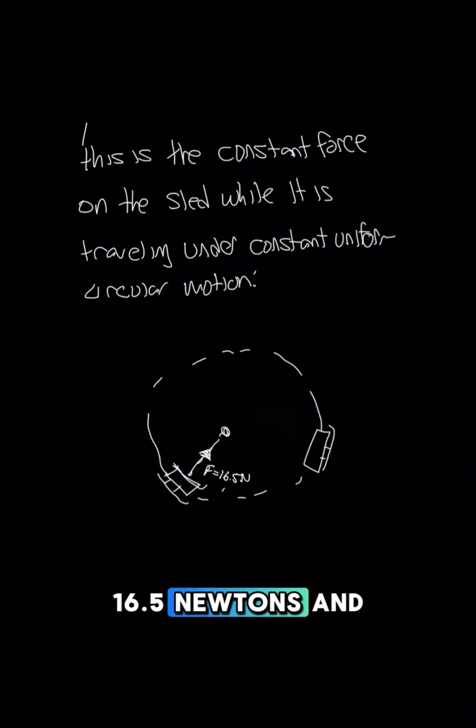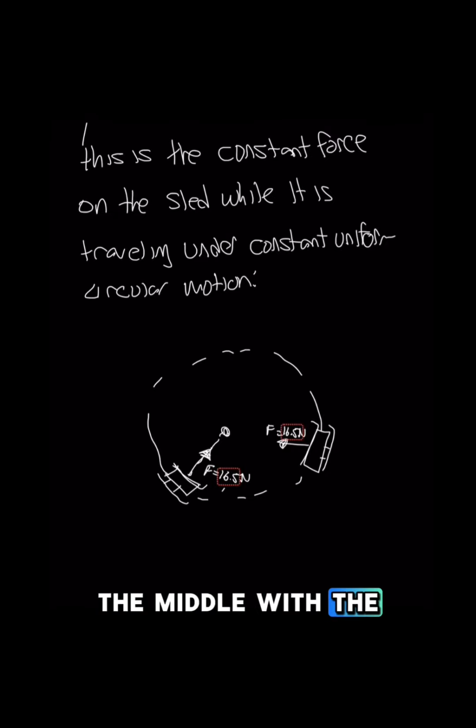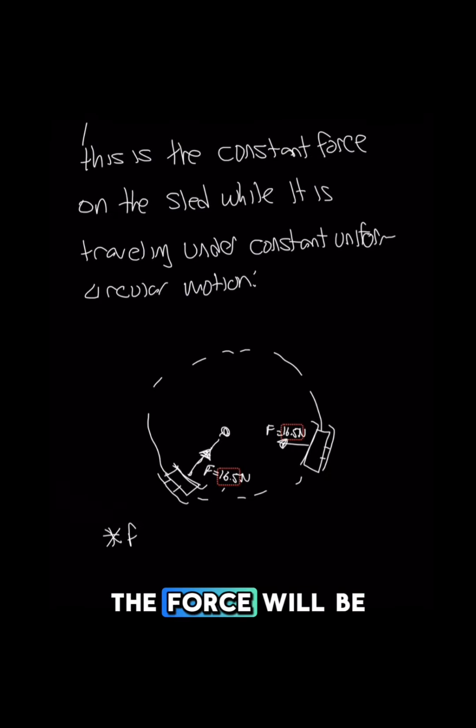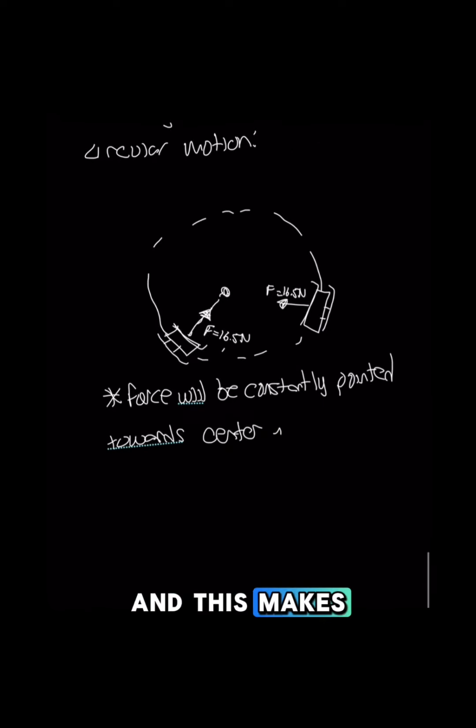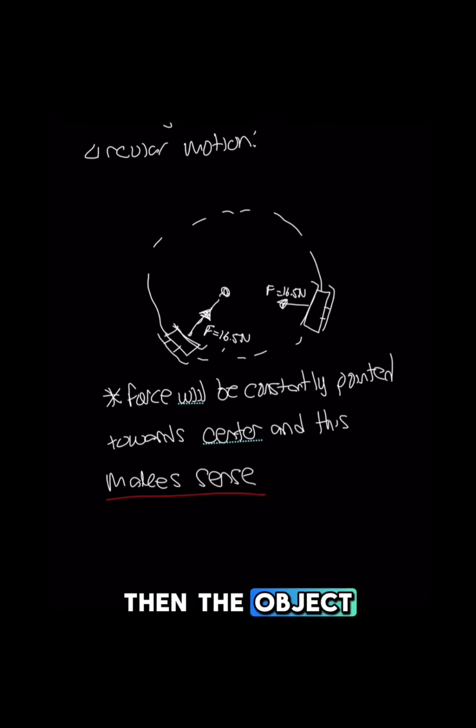So we have our sled here, and so at this point, the force is going to be pointing to the center at 16.5 newtons. And then at a later point around the circle, it's also going to be pointing towards the middle with the same force. So the important thing to know is the force will be constantly pointing towards the center, and this makes sense because if it wasn't, then the object would stop traveling under uniform circular motion and be diverted into a different direction.